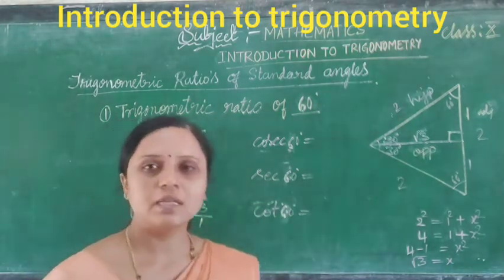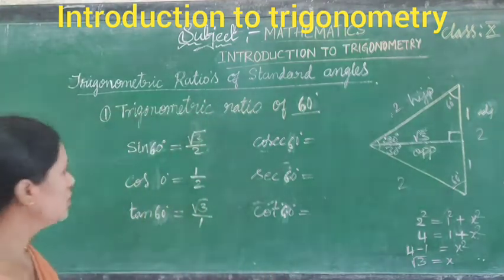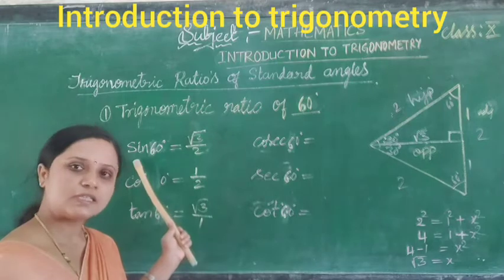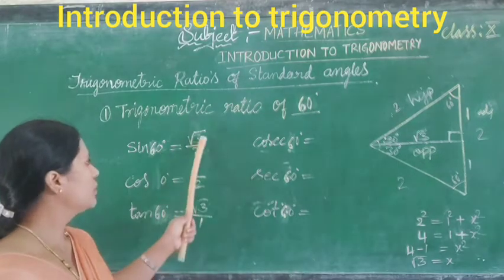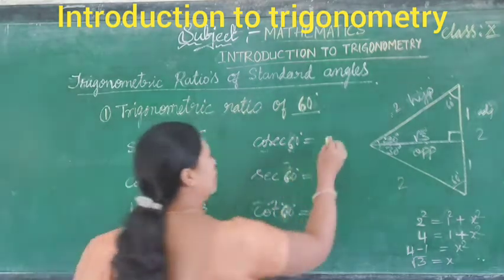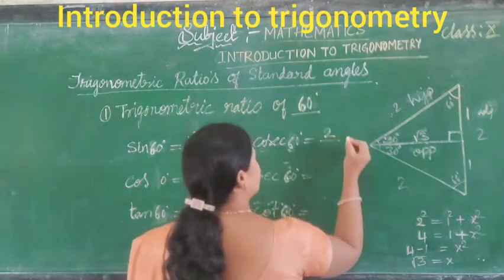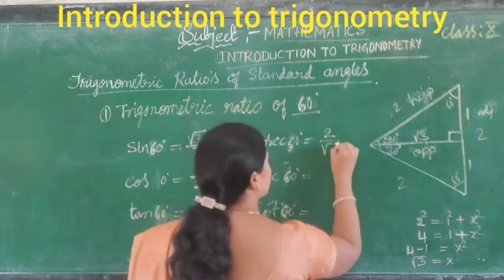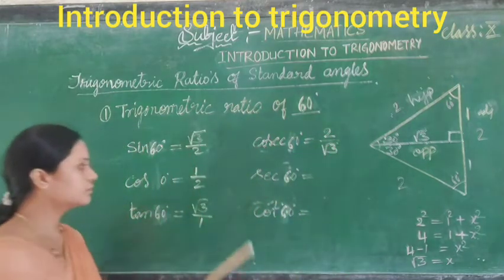So previously I told, cosec 60 degree is the reciprocal of sin 60. So reciprocal of root 3 by 2 is what? 2 by root 3. So ulta, you can write it as ulta: 2 comes to the numerator, root 3 comes to the denominator.